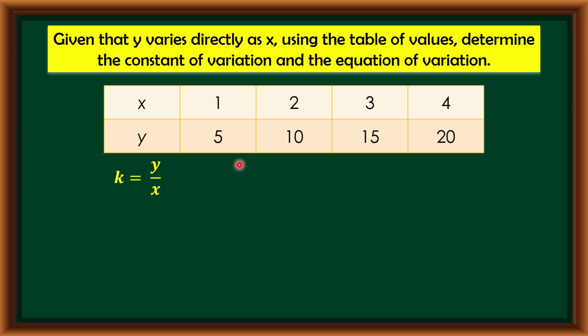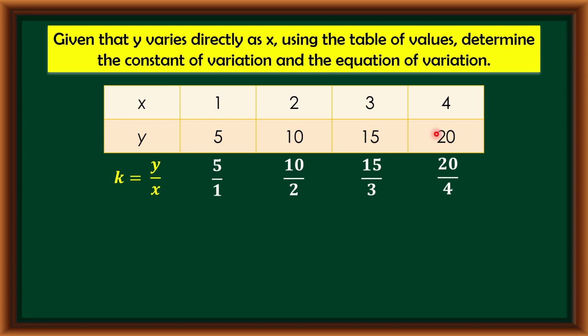Here we have 5 over 1, in which y is equal to 5 and x is equal to 1. For the second one, we have 10 over 2, where y is equal to 10 and x is equal to 2. Next, for the third one, y is equal to 15 and x is equal to 3, therefore we have 15 over 3. And for the last one, y is equal to 20 and x is equal to 4, therefore we have 20 over 4.